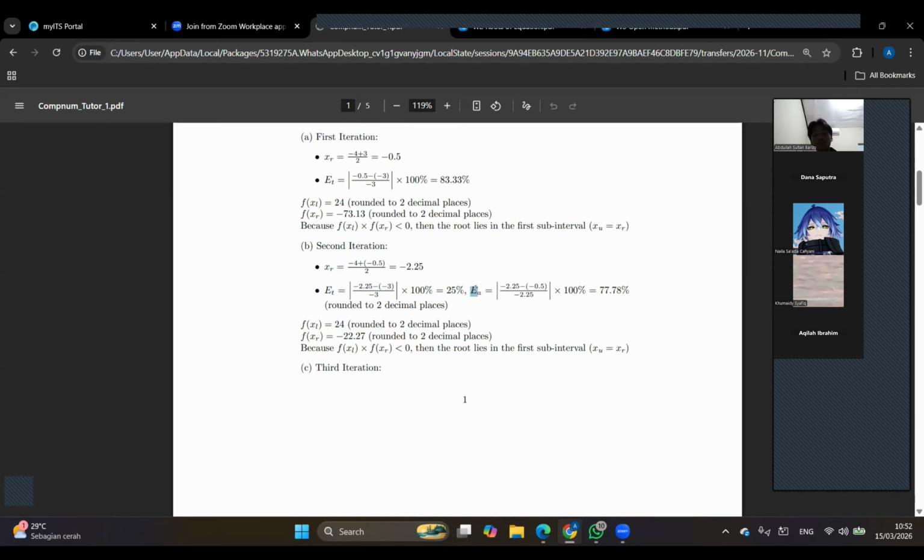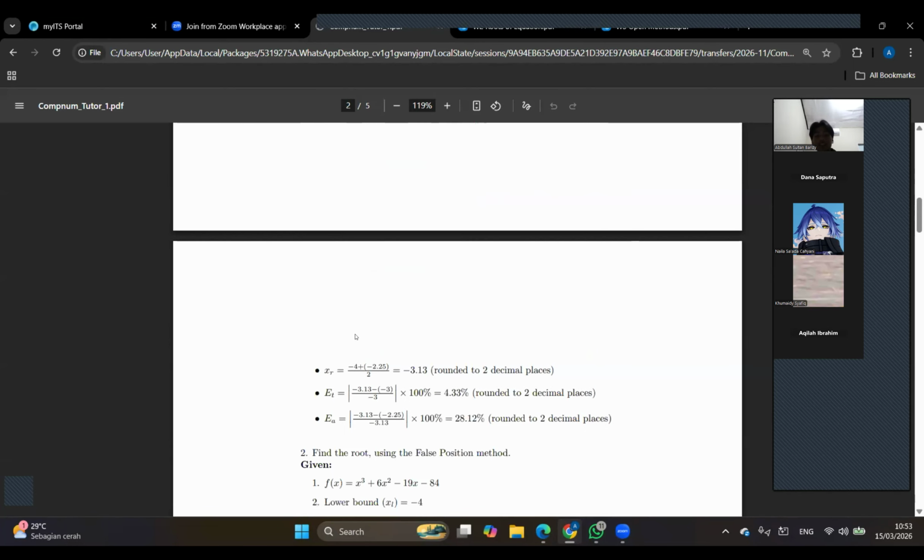And starting from the second iteration, you should also search for the error approximation, or EA. And the EA here is 77.78%, rounded to 2 decimal places. We then search for FXL, 24, FXR, minus 22.27, and we search for FXL times FXR. Because it's less than 0, we may conclude that the root is on the left or the first subinterval. And then we transfer XR to XU.